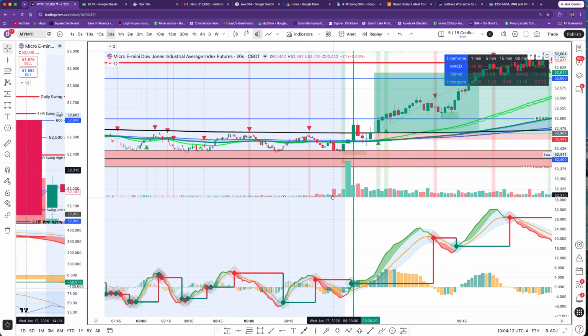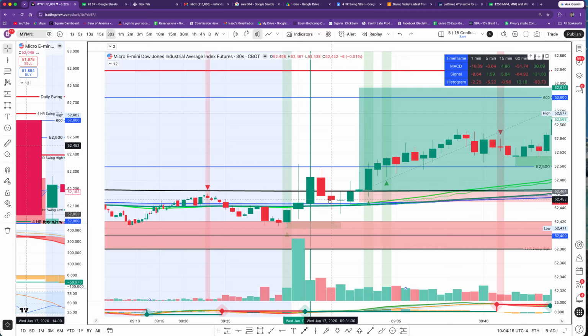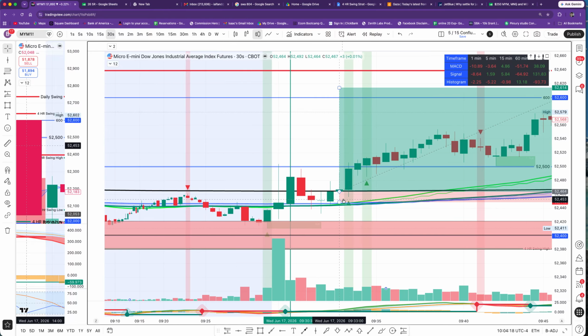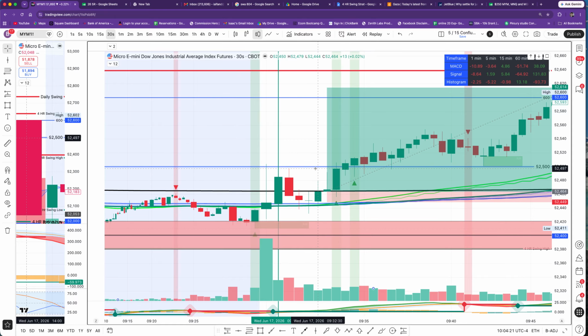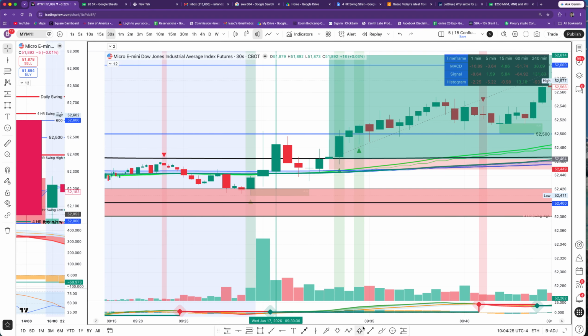All right, there it is right there. Now, as soon as you have that, you want a pullback that resolves, a hammer, or an engulfing candle. What do we get here? We got a pullback that resolved. What do I mean by a pullback that resolved? Okay, a pullback that resolved means that price went up, it pulled back, and it continued.